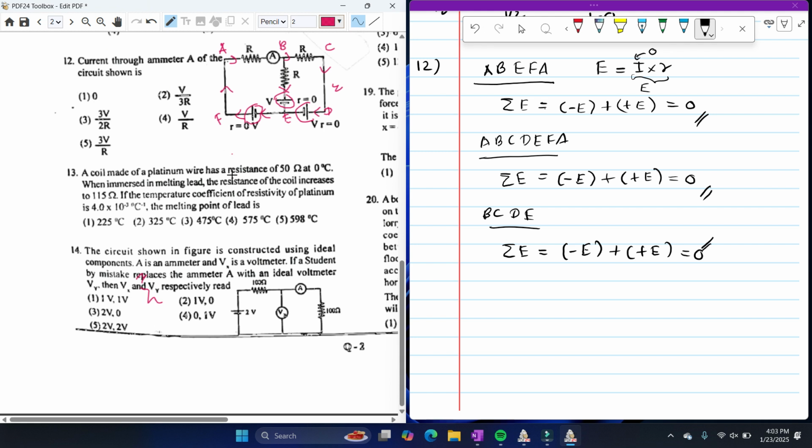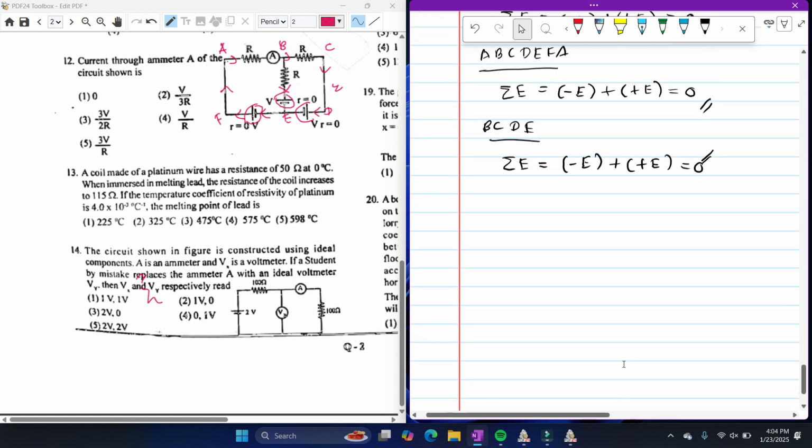Question number 13. A coil made of platinum wire has a resistance of 50 ohms at 0 degrees Celsius. When immersed in melting lead, the resistance of the coil increases to 115 ohms. If the temperature coefficient of resistivity of platinum is 4.0 into 10 to the power minus 3 per Celsius, what is the melting point of lead? So just write down the data you have.